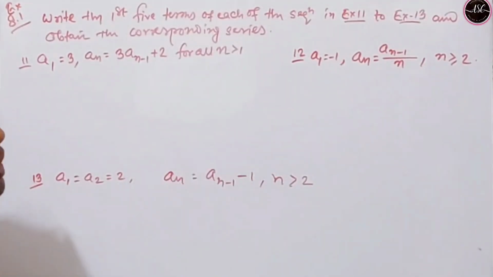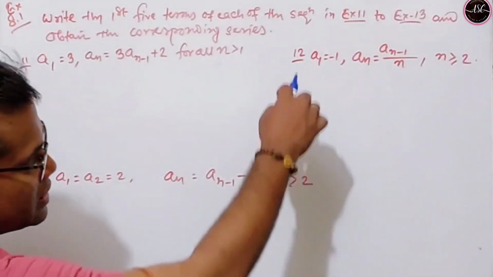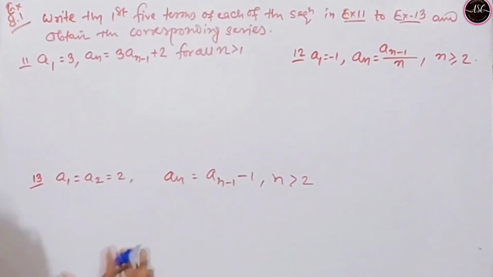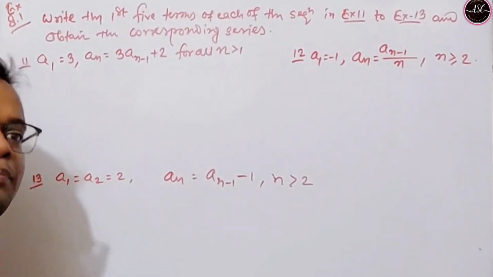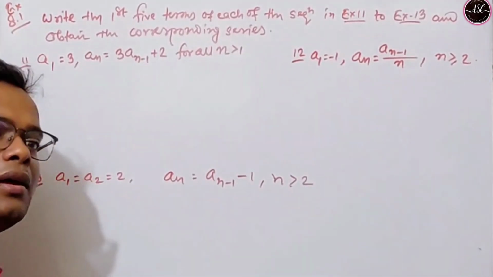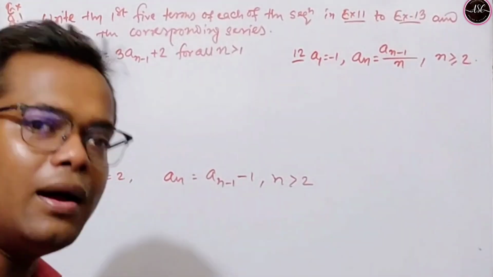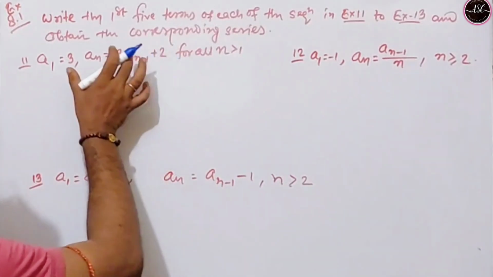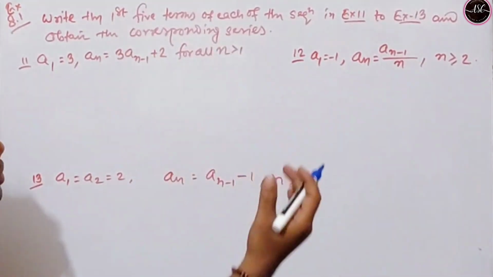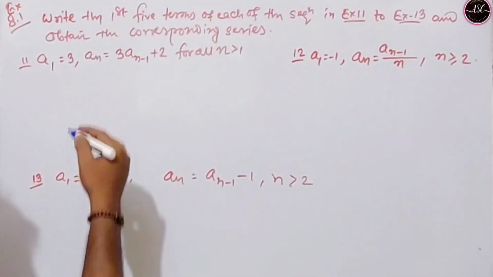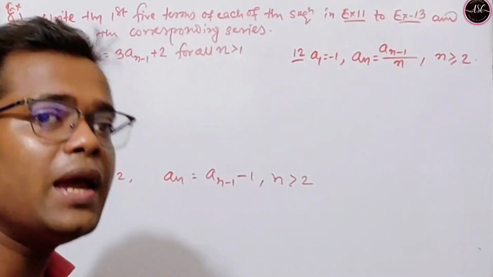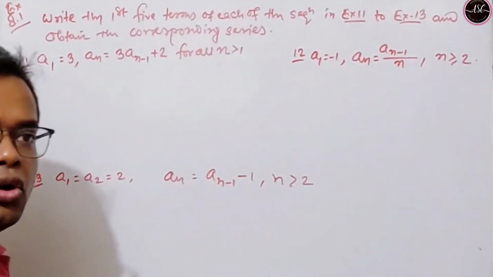Write the first 5 terms of each of the sequences in exercise 11 to 13 and obtain the corresponding series. So in the previous example and exercise we have learned to find the terms. Here also a question. Here you have to show the corresponding series also. So first we will find the terms and then show the series.